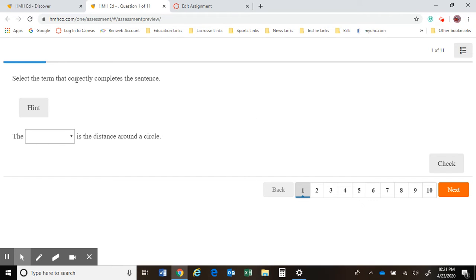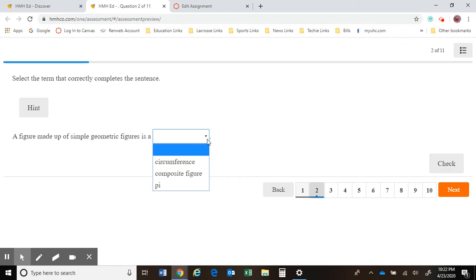Select the term that correctly completes the sentence. The blank is the distance around the circle. Whenever you're going around the circle, that would be the circumference. A figure made up of simple geometric figures: when you put simple geometric figures together, like triangles, squares, trapezoids, and rectangles, we call that a composite figure.